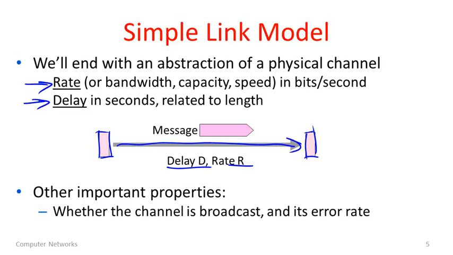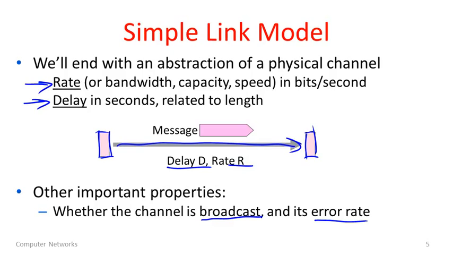Now, there are other properties of physical channels that are important and will sometimes rear their head, and we should understand. One good example is whether a channel is broadcast. Wireless links tend to be broadcast, for instance. On a broadcast channel, when a message is sent by a sender, it is received simultaneously by all receivers that are within range of that sender. Other kinds of media, like wires, for instance, are typically not broadcast. They just go from one sender to one receiver. And we may also sometimes care about whether a link has a very high or a very low error rate.